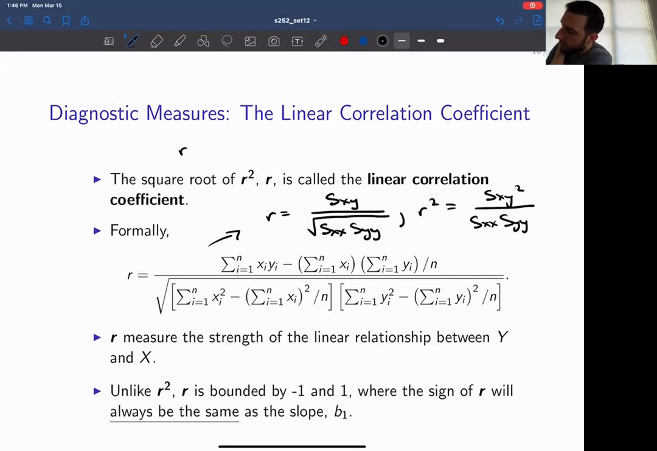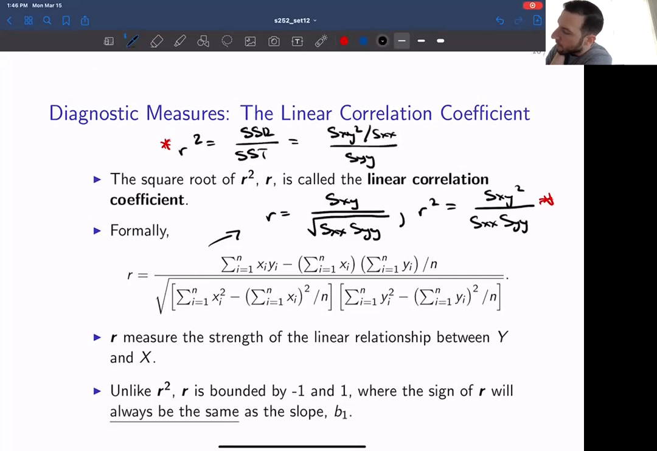And if you consider that R squared is equal to SSR over SST, then this thing is going to be SXY squared over SXX, divided by SYY, which is SXY squared over SXX times SYY. So you can see that it's true in multiple ways. The relationship between them is that if you have r, you can easily compute R squared by squaring it. And if you have R squared, you can just take the square root to get r.